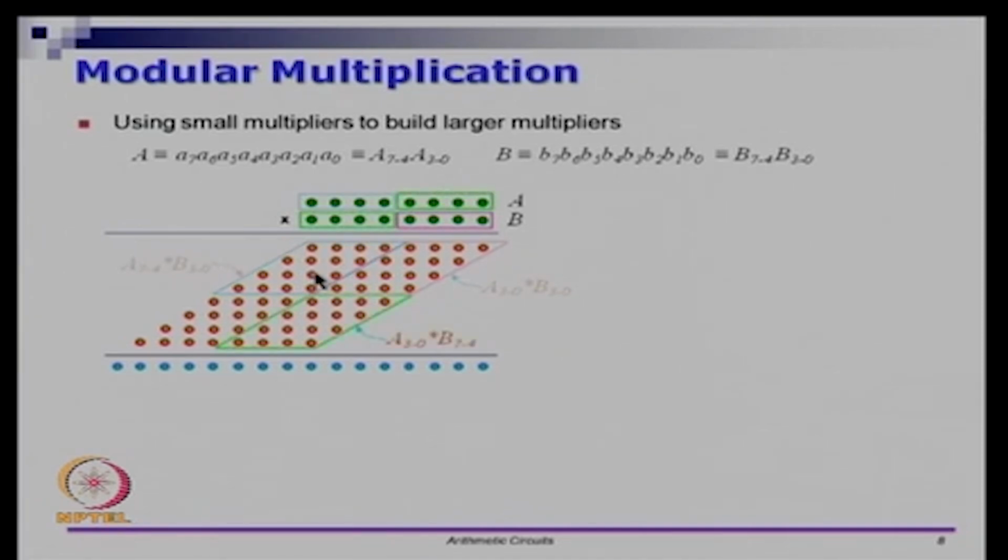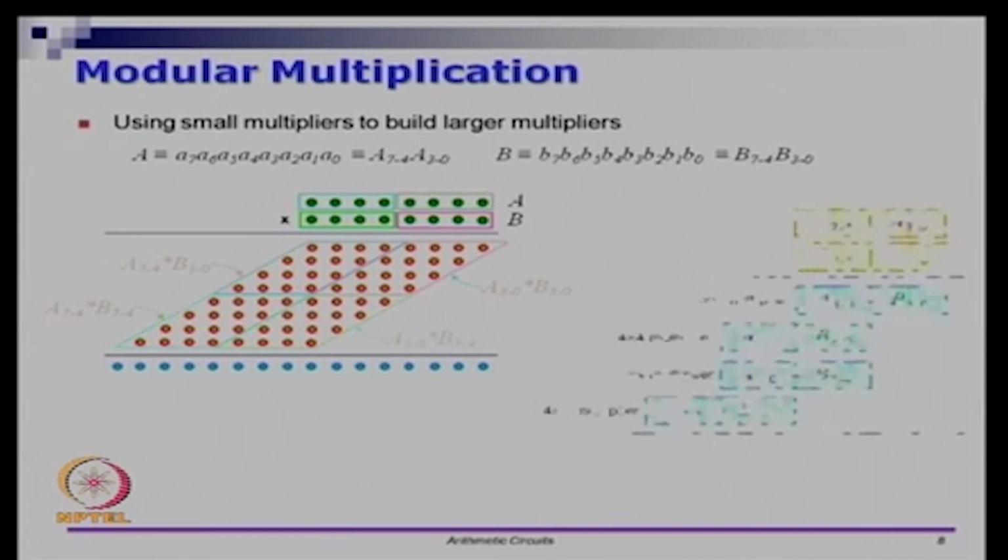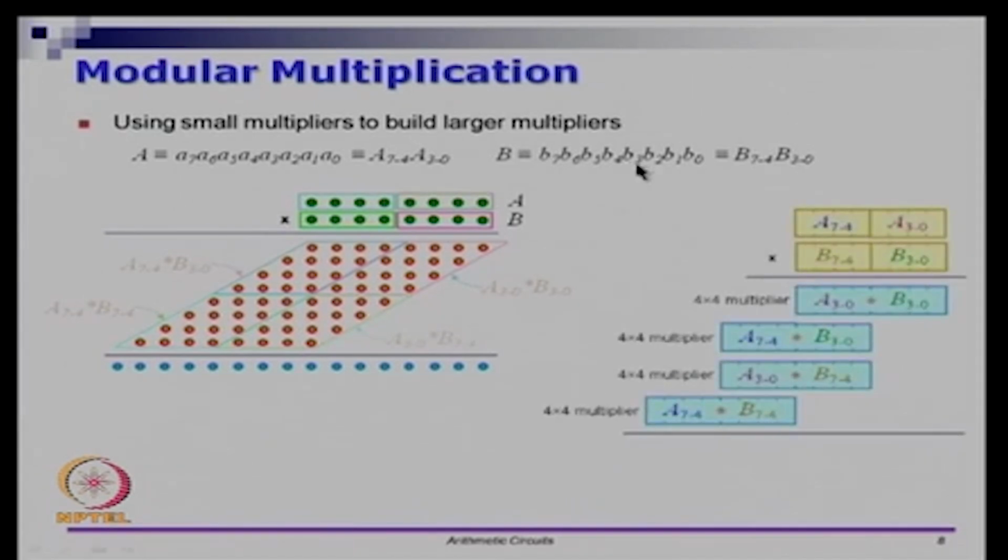So instead of looking at bitwise things, you can take a nibble at a time or a word at a time, group them together and multiply, and finally add them together. So this is called modular multiplication. So the modular multiplication would work like this.